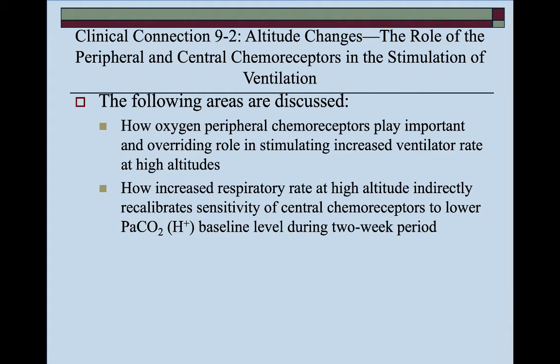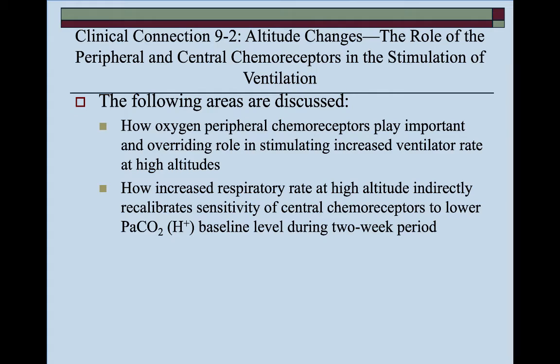And continuing with the altitude changes, you want to look at the peripheral and central chemoreceptor stimulation, how oxygen peripheral chemoreceptors play an important and overriding role in stimulating increased ventilatory rate at high altitudes. And what did we say happened at high altitudes? Low PO2, low pressure of oxygen. Or how about in a plane? We talked about that in the past.